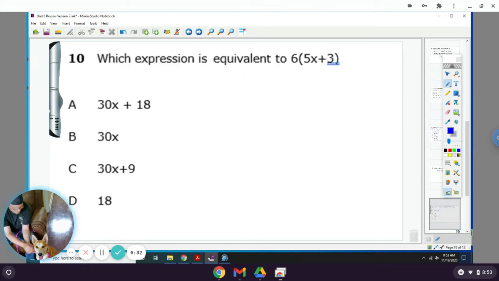10. Which expression is equivalent to 6 parentheses 5x plus 3? So you distribute the 6 inside the parentheses. So 6 times 5x, so 6 times 5 is 30, so it'd be 30x plus 6 times 3 is 18. So A.